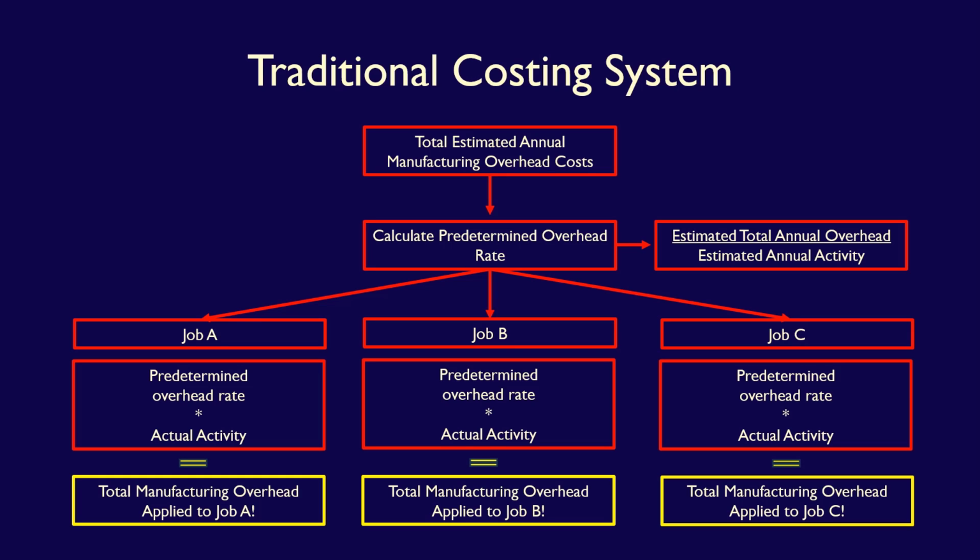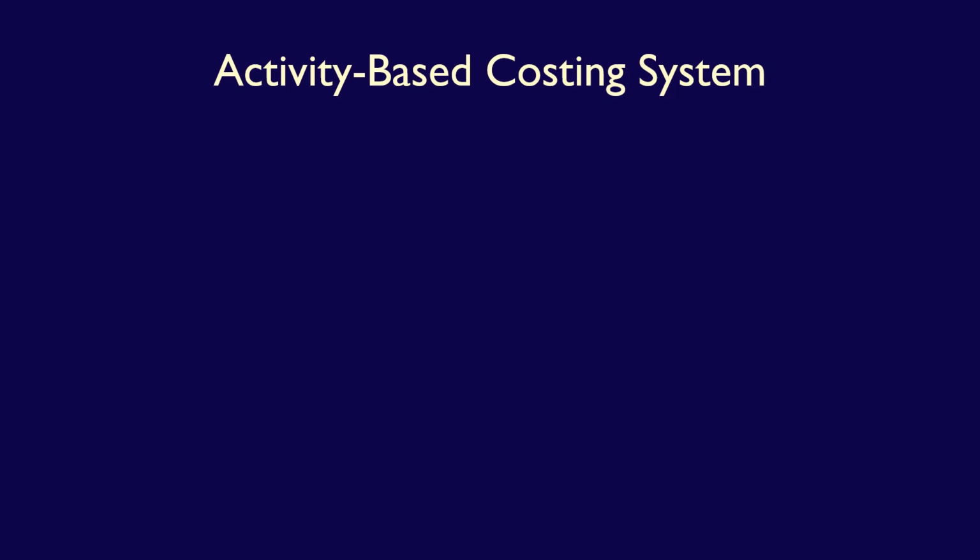Once we have the total overhead to apply to each job, we add it to the direct materials and direct labor cost to determine the total cost of each job. This is important because the total cost of each job is used to determine the selling price that will be charged to the customer. Now let's look at an activity-based costing system and see how it differs.